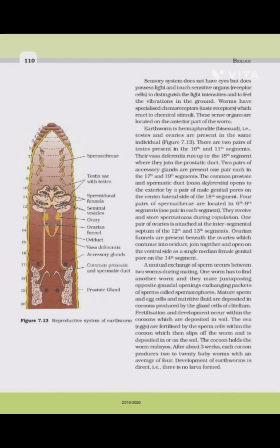The ova, eggs, are fertilized by the sperm cells within the cocoon which then slips off the worm and is deposited in or on the soil. The cocoon holds the worm embryos. After about 3 weeks, each cocoon produces 2 to 20 baby worms with an average of 4. Development of the earthworm is direct, that is, there is no larva formed.